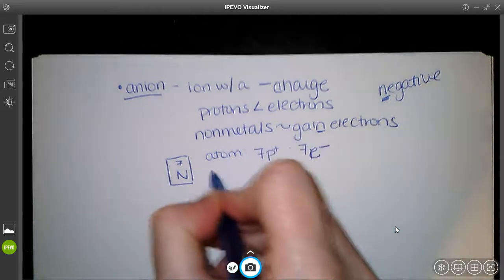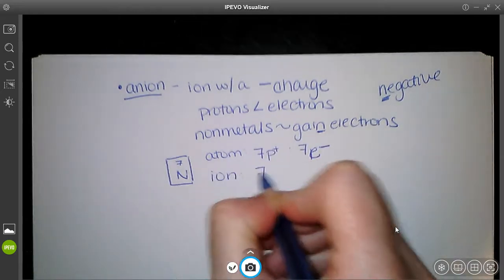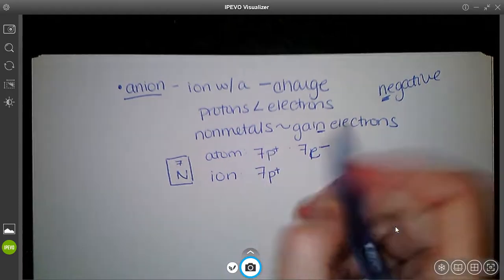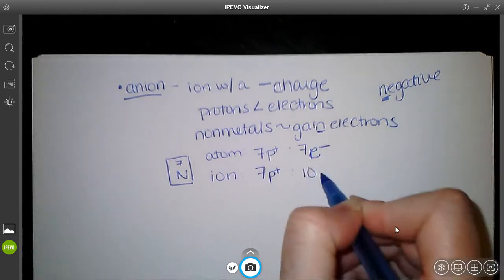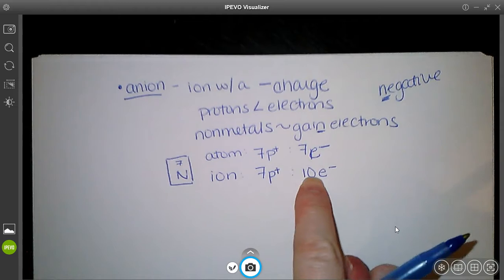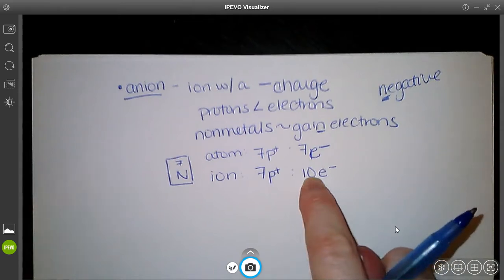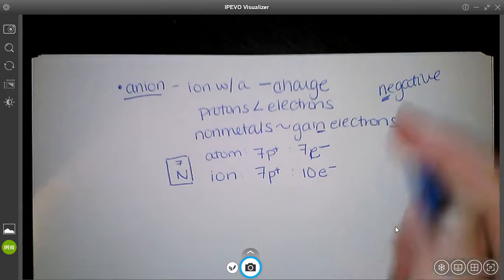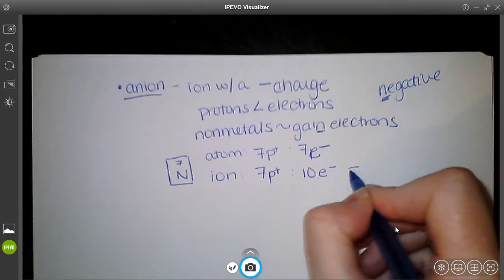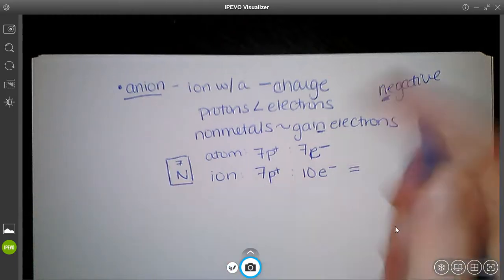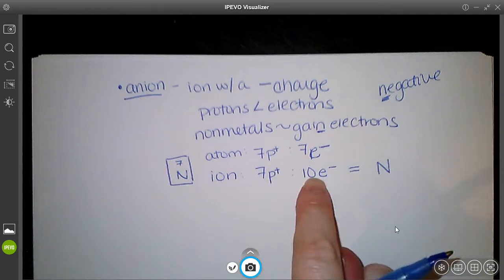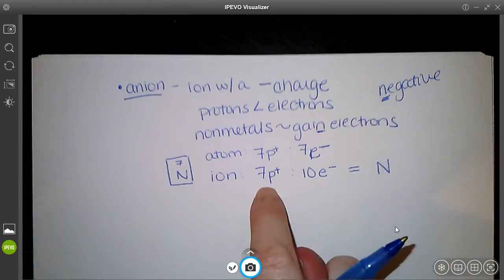To become an ion, it's still going to have 7 protons. The number of protons does not change, but this is going to pick up electrons to have 10 electrons. And if you notice, we've got up to 10 again. Not all of them are going to be 10, but these examples are. This is now going to be still nitrogen, but you have more electrons, and I have 3 more electrons than protons.